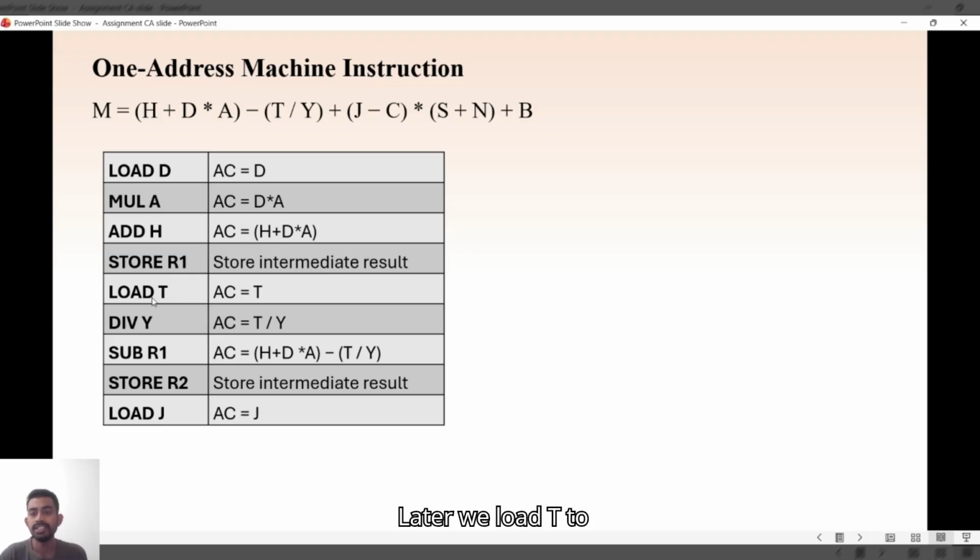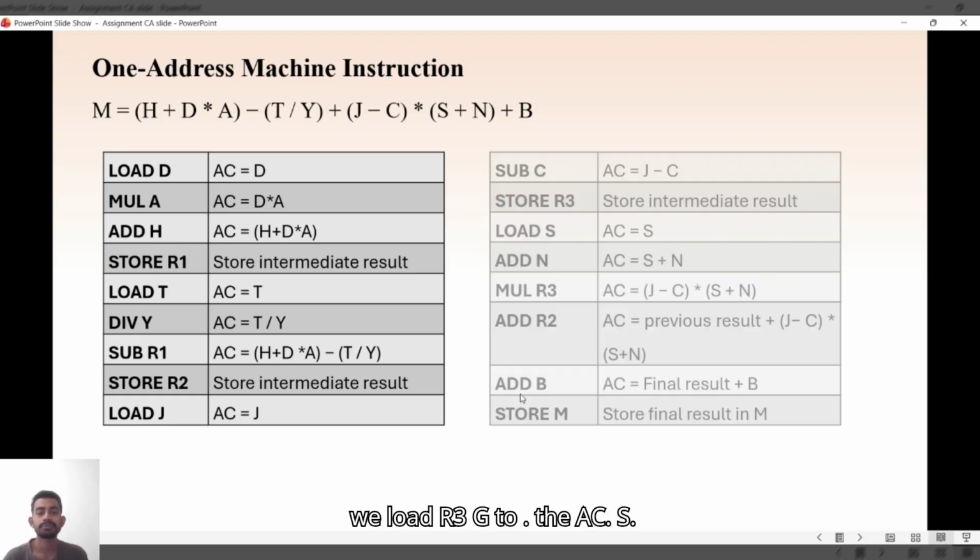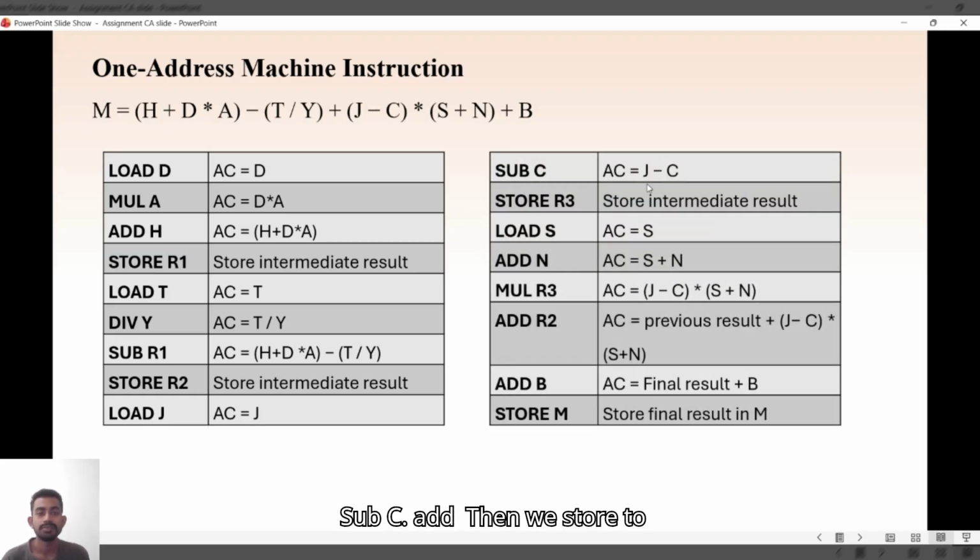Later, we load T to the accumulator. Then divide by Y in the AC. Then we subtract the result R1, and then we store in R2 immediately. After that, we load J to the AC, subtract C, then we store to R3.